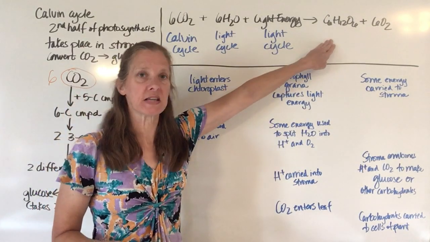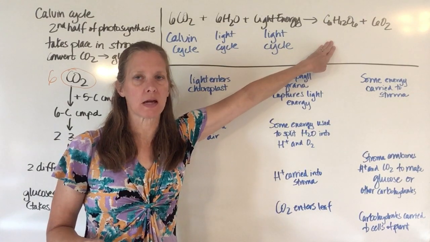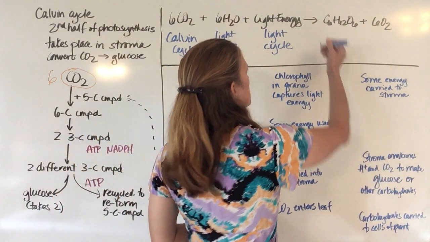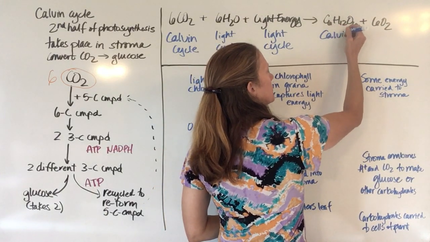Okay, C6H12O6, Calvin cycle or light cycle? Well, yeah, we just talked about that part today where the glucose was being made. So this is part of the Calvin cycle.